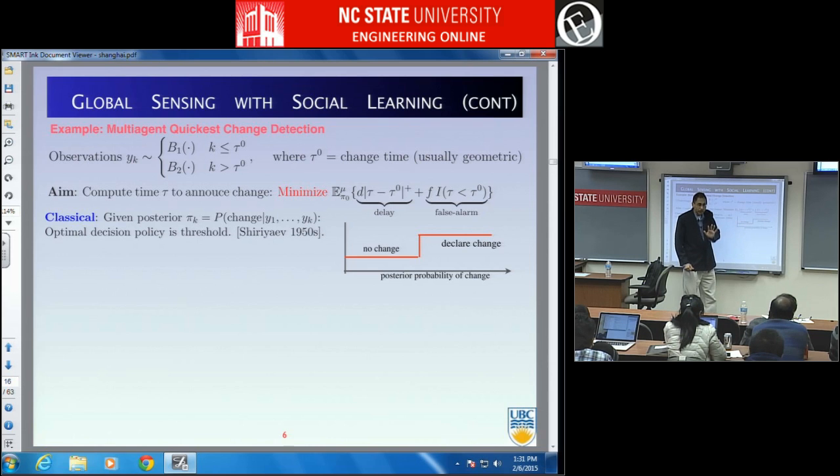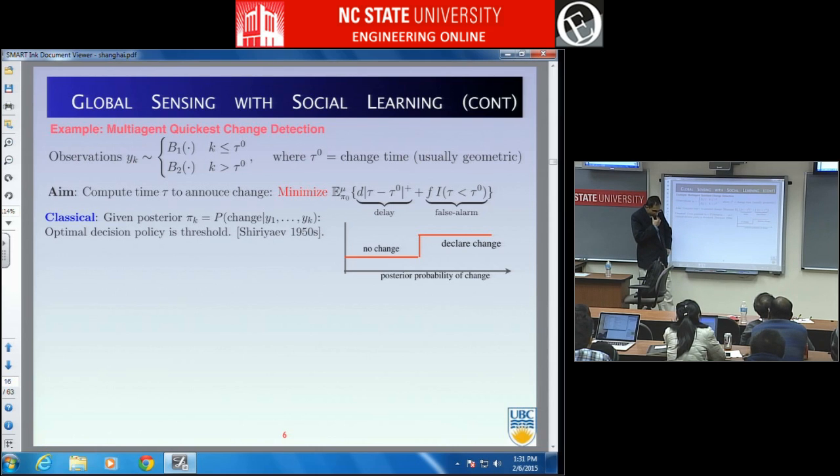This vertical axis is the decision I make. So as my posterior probability gets closer and closer to the right-hand side, that is, the probability of change gets larger and larger, eventually there's a threshold beyond which I declare a change. And this is the optimal structure. This is actually pretty easy to prove using dynamic programming arguments. And it's very intuitive. Of course, as the probability gets larger, you should declare there's a change. Okay, so this is trivial.